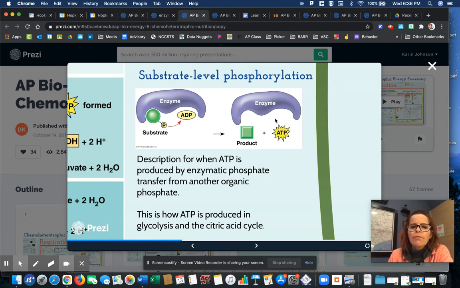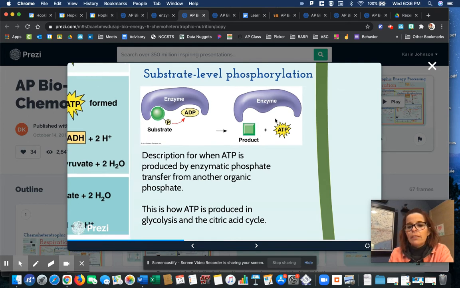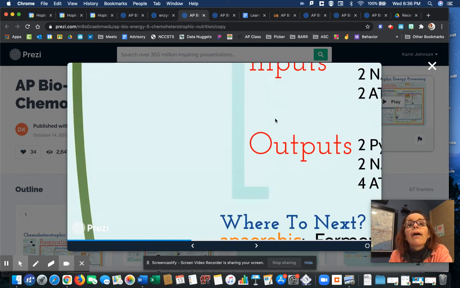So substrate level phosphorylation happens in glycolysis and it happens in the Krebs cycle. The oxidative phosphorylation that happens during the electron transport at the very end, that's happening from an inorganic, not an organic, from an inorganic phosphate. And so that one's got a different name. So that's oxidative phosphorylation. I don't know if I explained that very clearly, but I did my best.